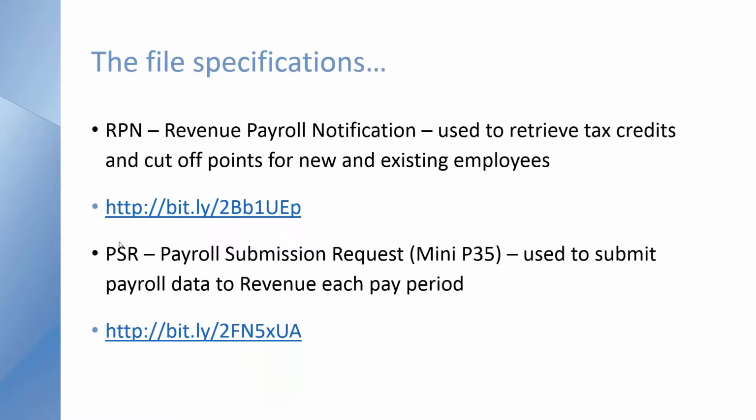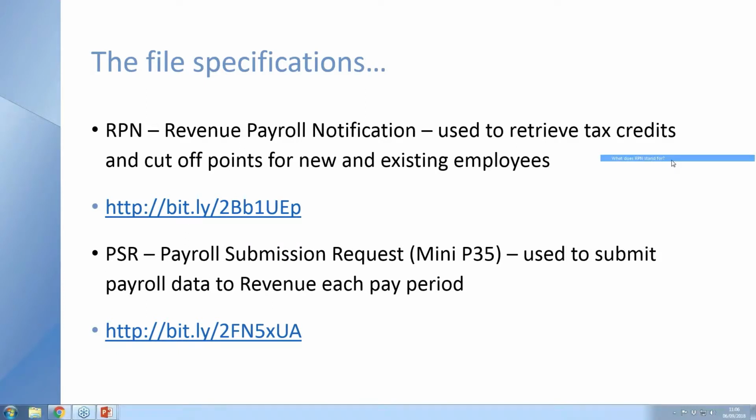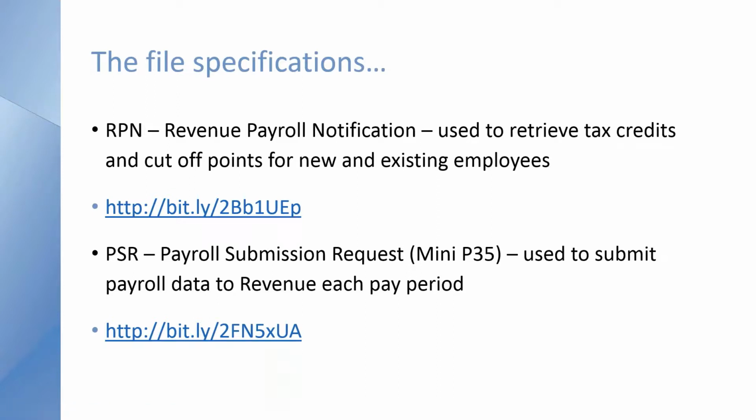With PAYE modernisation, the new files are called a Revenue Payroll Notification, or RPN for short, and this is used to retrieve tax credits and cut-off points for new and existing employees. And this is the file that replaces the existing P2C file. Then there is the payroll submission request, known as the PSR, or as we might refer to it here as the mini P35, and this will be used to submit payroll data to Revenue each pay period.